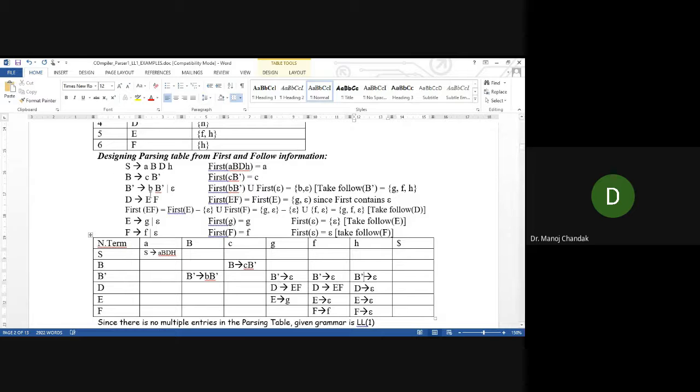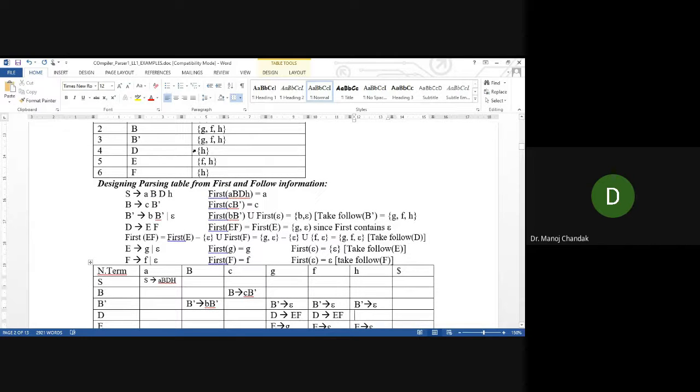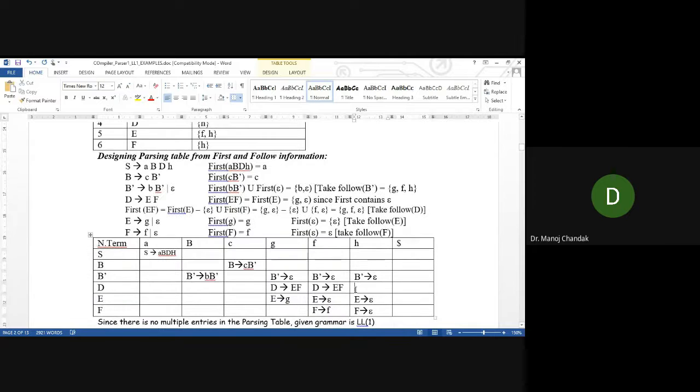And if I take another rule, D derives to EF. So first of EF is G, epsilon. Since it contains epsilon, continue finding. So now you have three terminals here, G, F, and epsilon. Okay. So G, F, epsilon will be there. And here also it is not D derives to epsilon. So for G, it will be no problem, D derives to EF. For F, it will be no problem, D derives to EF. But for epsilon, take follow of D. What is follow of D? It is H. Okay. And then in H, you write D derives to EF.